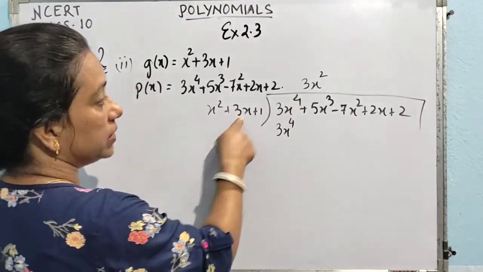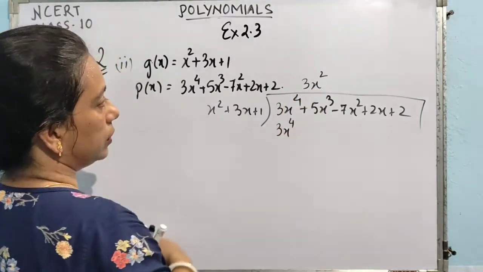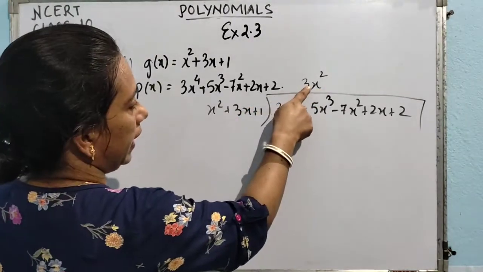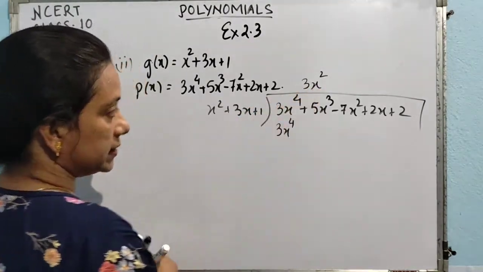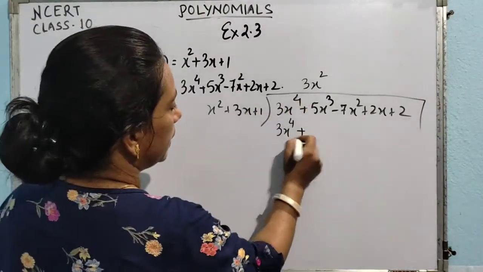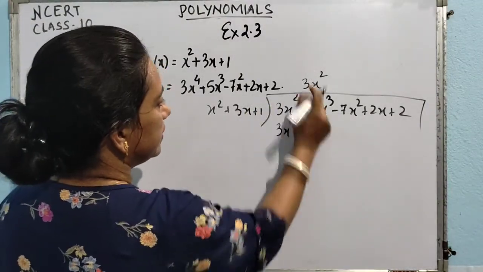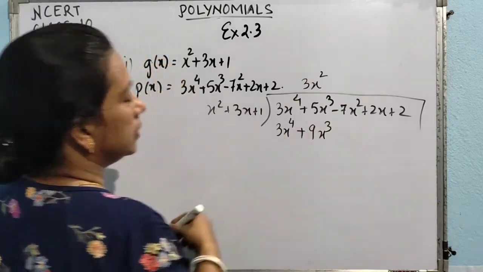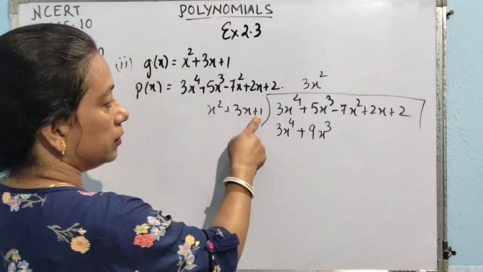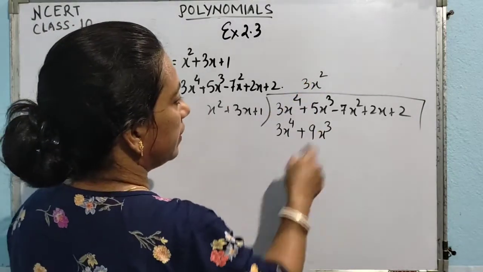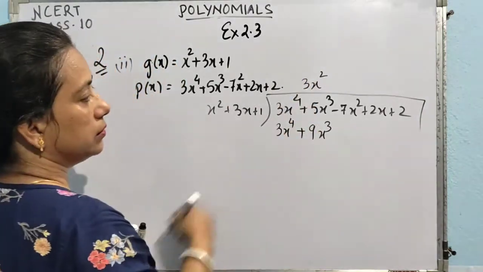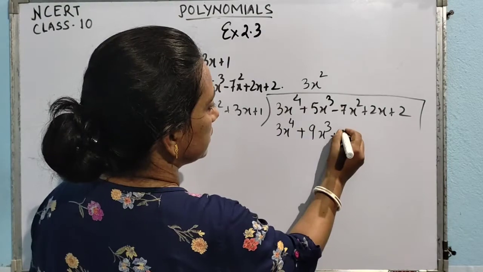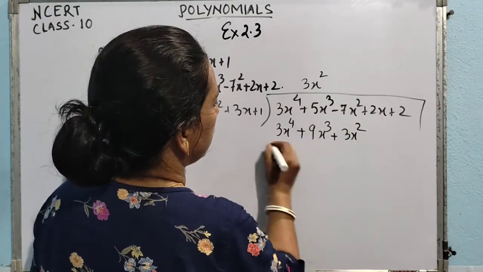Now we have to multiply with the second term also, this thing, okay. So 3 into 3 9, x into x square x cube, and the sign will be plus only, plus into plus plus, 3 3s are 9, x into x square x cube. Now we are having one more term here, 1. So 1 3s are 3 x square. So sign will be plus 3x square.